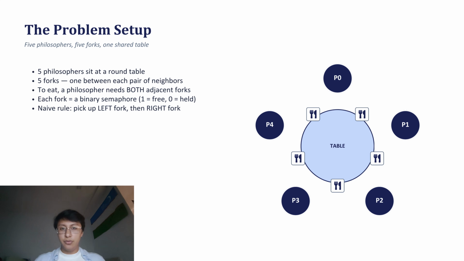So now let's move to the setup. Here you can see my diagram of the problem. Five philosophers sit at a round table and there are five forks between each pair of neighbors. To eat, a philosopher needs both forks next to them, the left one and the right one. Each fork can only be held by one philosopher at a time, so it's naturally modeled as a binary semaphore. Value 1 means the fork is free, and value 0 means someone is holding it.